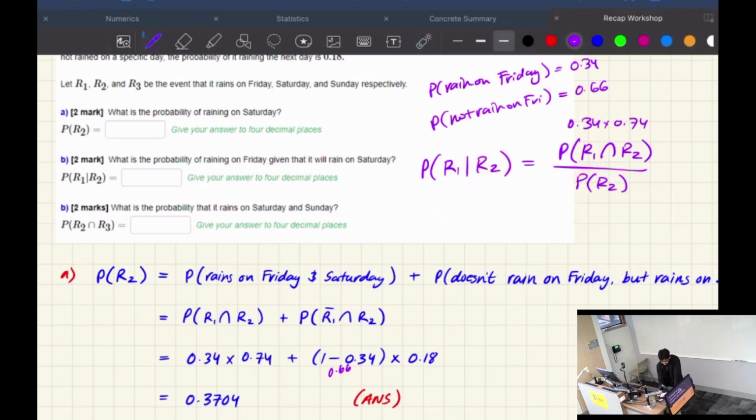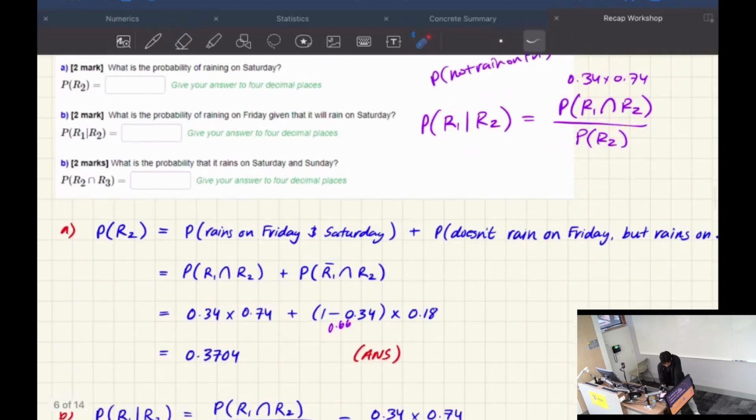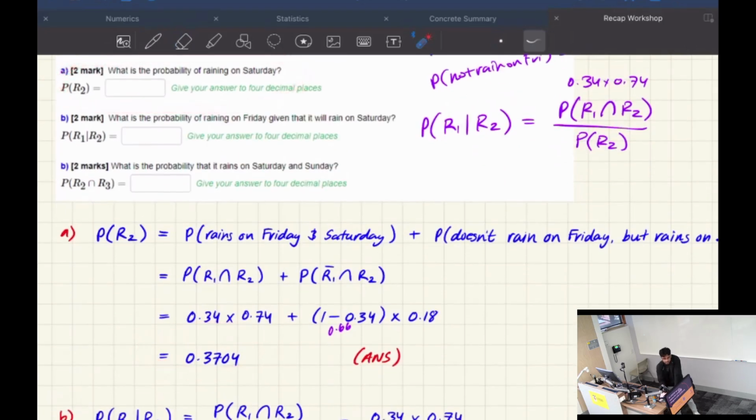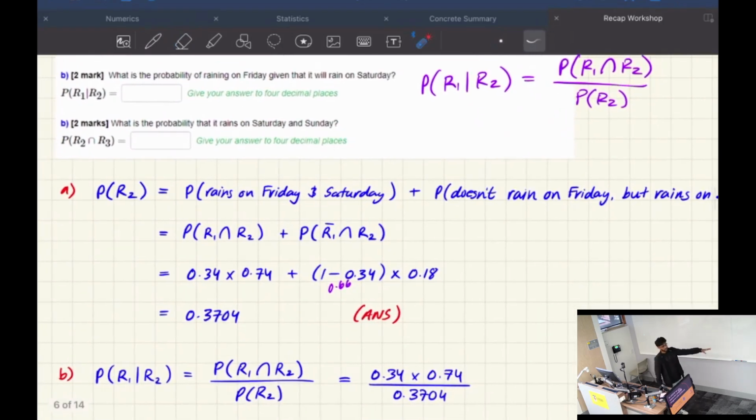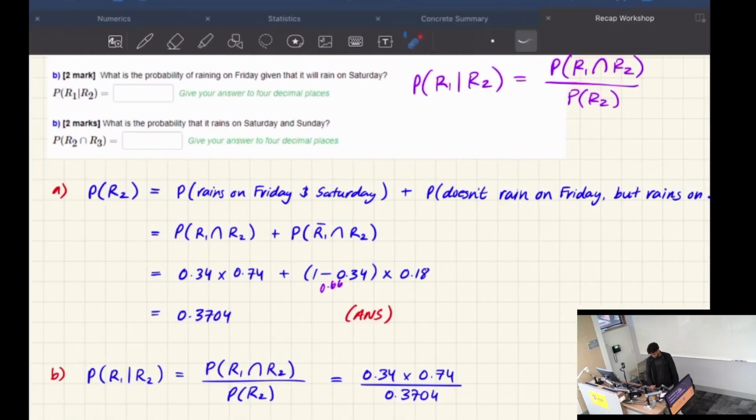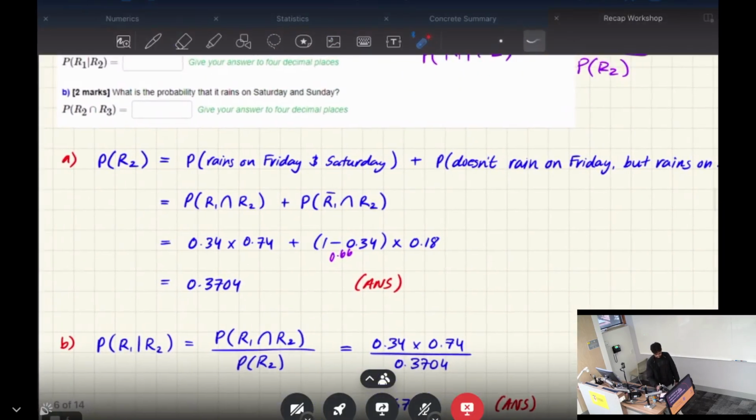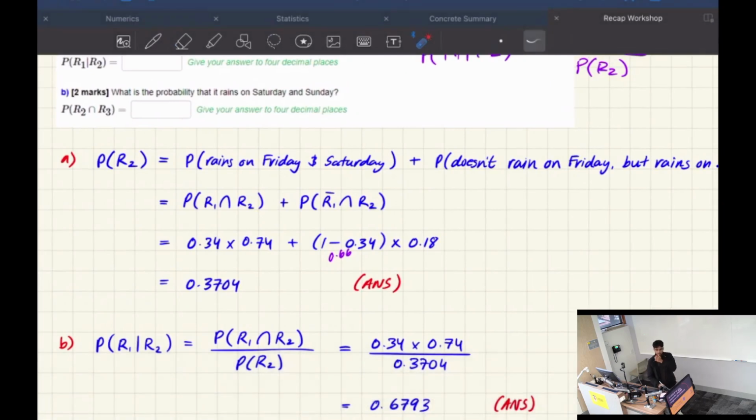So the formula that we're following is... And A and B is the same as B and A. But do we know what the bottom is? How do we know what the bottom is? Part A. Perfect. The probability of raining on Saturday, we found it here: 0.3704. So that is our answer right there. Cool? You guys at the back? Yeah.